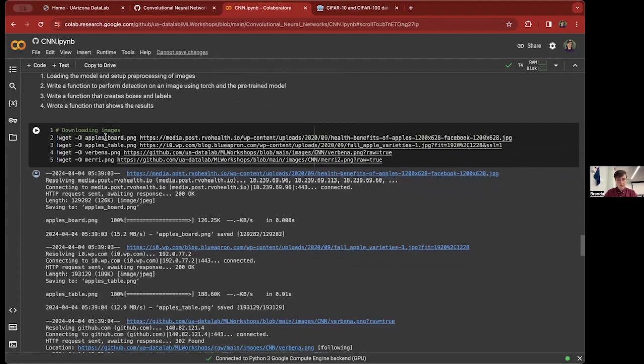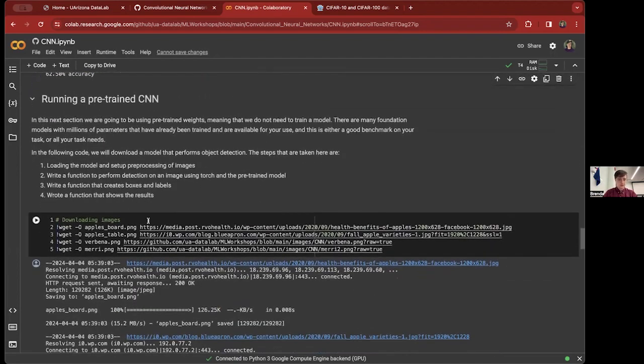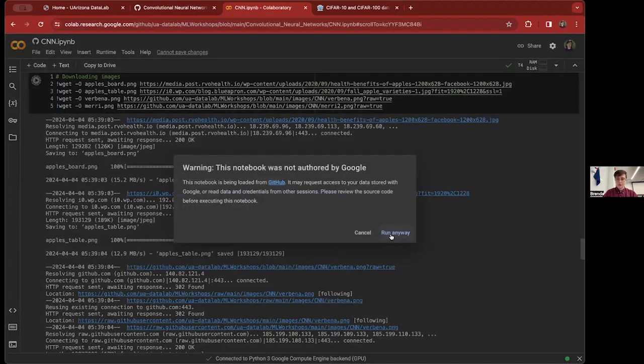Okay, so here, just downloading all of these images. We have 2 that are just apples. Actually, we can run this part of it, and that will be interesting to watch.